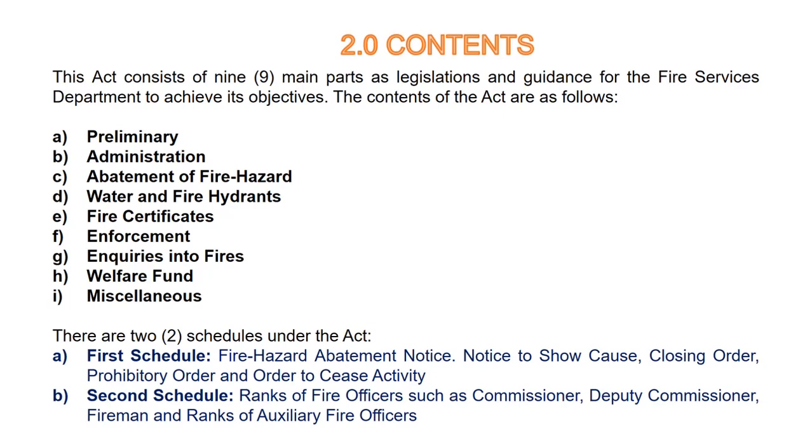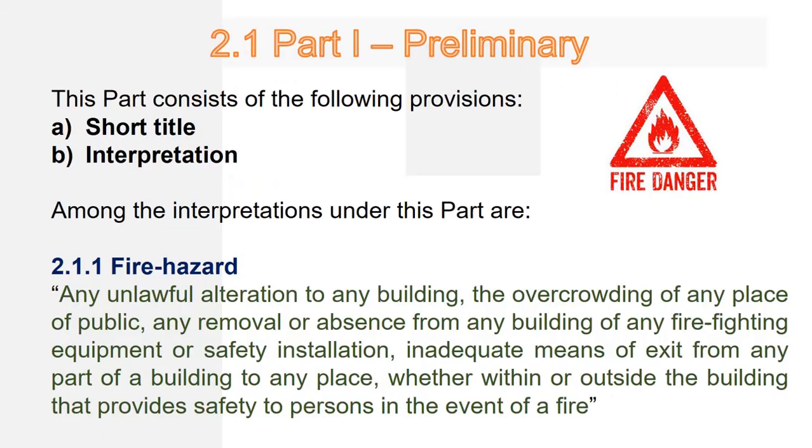And for the first schedule, fire hazard abatement notice, notice to show cause, closing order, prohibitory order, and order to cease activity. And for the second, referring to ranks of fire officers such as commissioner, deputy commissioner, fireman, and ranks of auxiliary fire officer. And in the preliminary part, dalam part ni mengandungi short title dan juga interpretation.